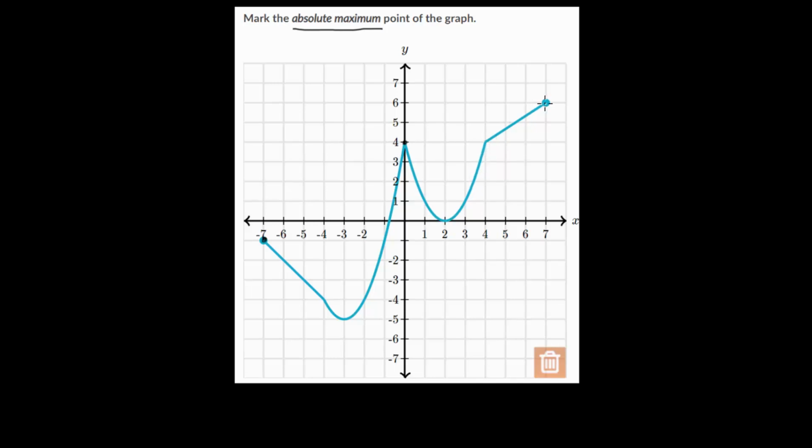And going all the way up, it looks to be this point right here, since it has a y value of 6, which is higher than the y value of any point on the blue curve. This right here would be our absolute maximum. It is higher than every other point.